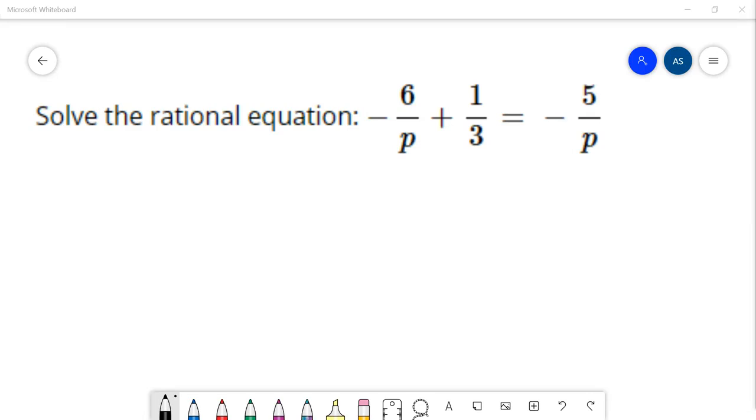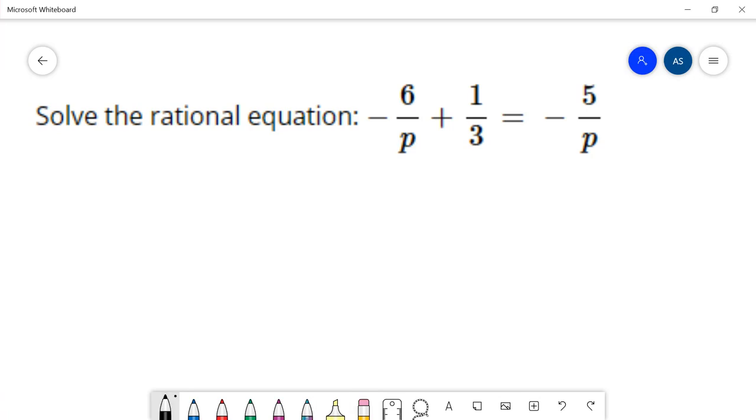Hey, Professor Sarter here. I am working on question 16 from the practice test. The directions here say solve the rational equation, -6/p plus 1/3 equals -5/p. So a rational equation is going to be an equation that has variables in the denominator. You can see that we have p in the denominator here.